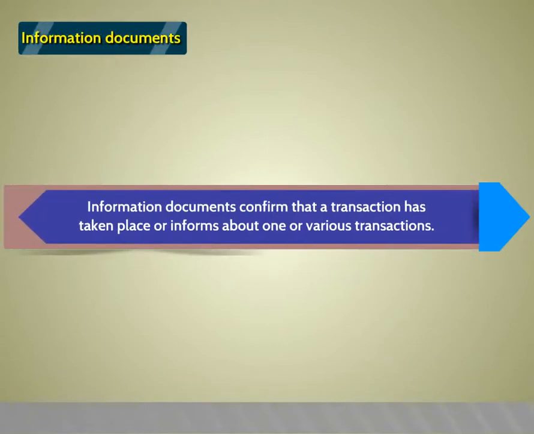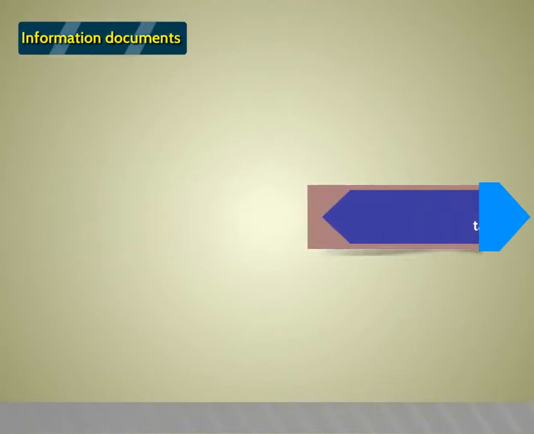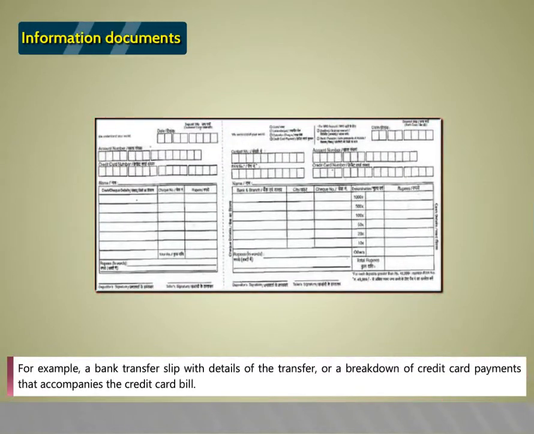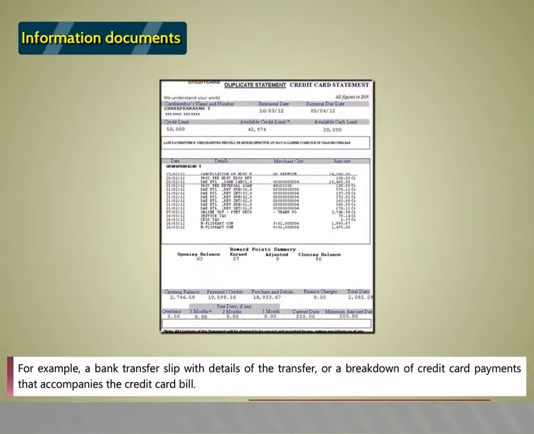Information documents. Information documents confirm that a transaction has taken place or inform about one or various transactions. For example, a bank transfer slip with details of the transfer, or a breakdown of credit card payments that accompanies the credit card bill.